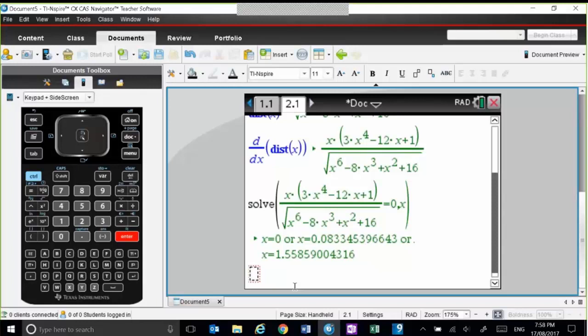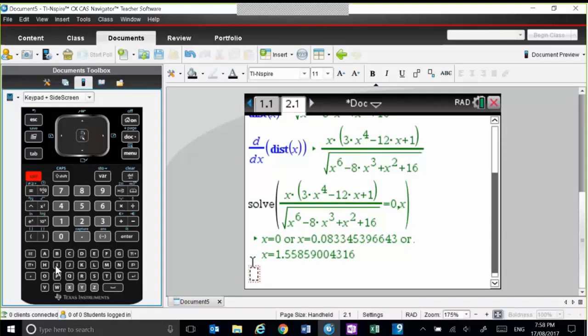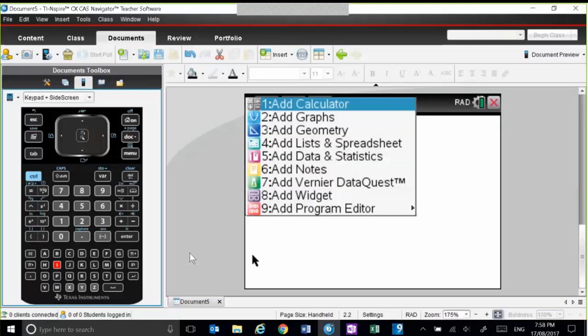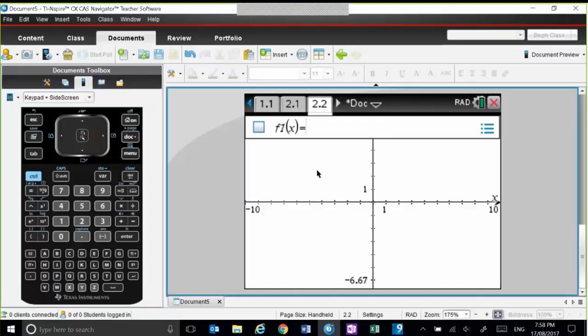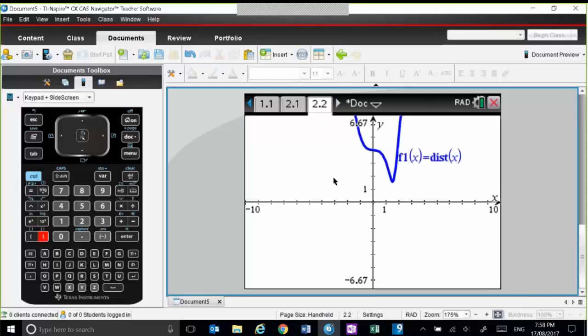1.55859. So again, we've got some choices to make as to which this could be. Which one is it? What we could do is open up a graphs page. Control I is a quick way to insert a page within a problem. If I go to graphs page, we can look at the function of distance in terms of x, and we get that particular cool looking graph.